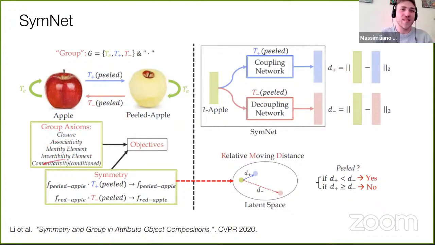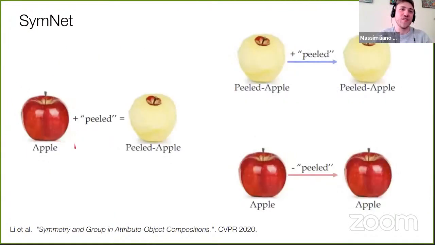As you can see, there is already the commutativity that we have seen before, the invertibility, the identity, so when you don't modify your original transformation. There is also this closure that is interesting. So it's basically you take an apple, you add peeled, but then if you have a representation of this peeled apple and you want to add peeled again, you will end up in the same representation, which is what I tried to explain to you before.